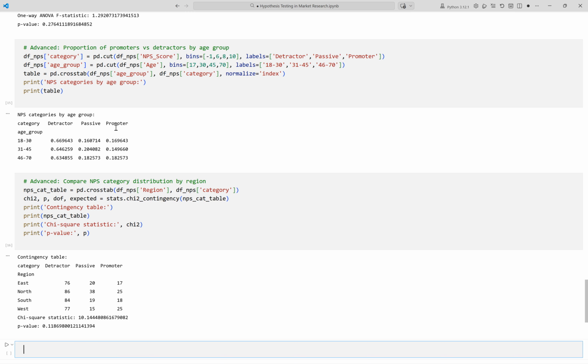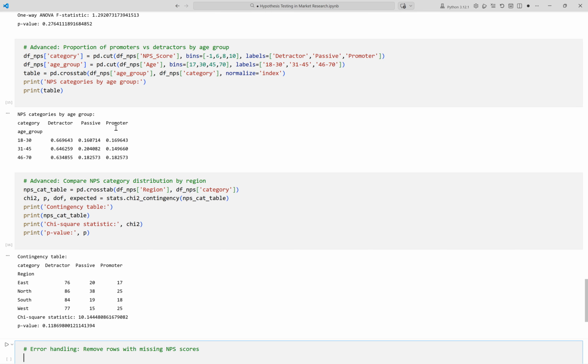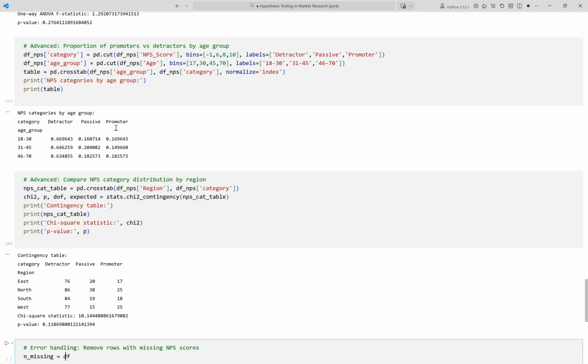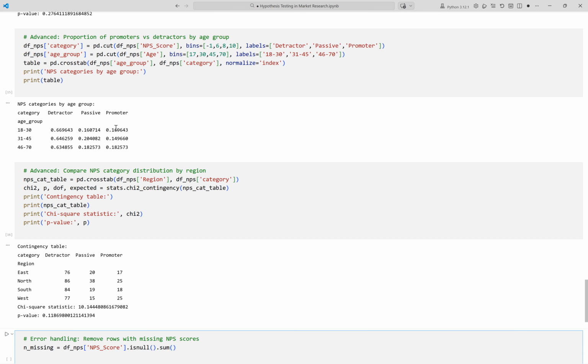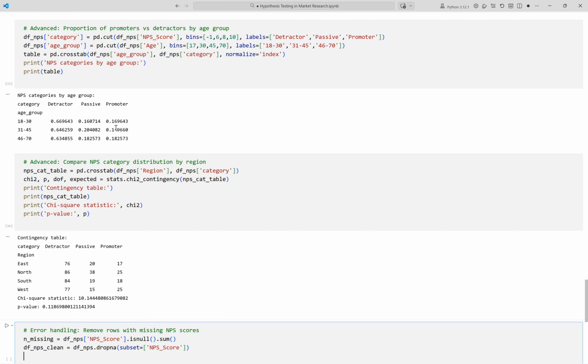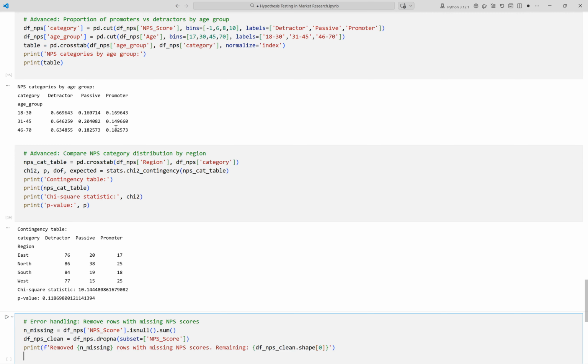Business leaders often demand clean, interpretable results. We count and remove rows with missing NPS scores for cleaner testing. We drop NA values in the NPS_scores column. We print how many responses were removed and how many remain for robust analysis.